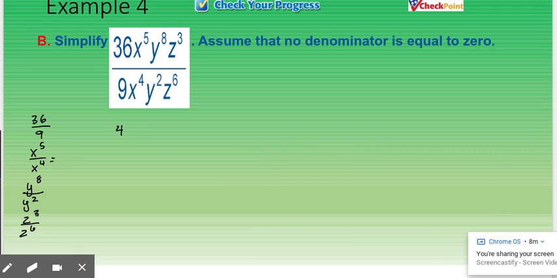The x's are divided. We're going to subtract those exponents. 5 minus 4 is 1. The y's are divided. We're going to subtract those exponents. 8 minus 2 is 6. And the z's are divided. I'm going to subtract those exponents. 3 minus 6 is negative 3. Now, I've got this negative exponent, so I'm going to fix it. That moves to the bottom. So I get 4x y to the 6 over z to the third.